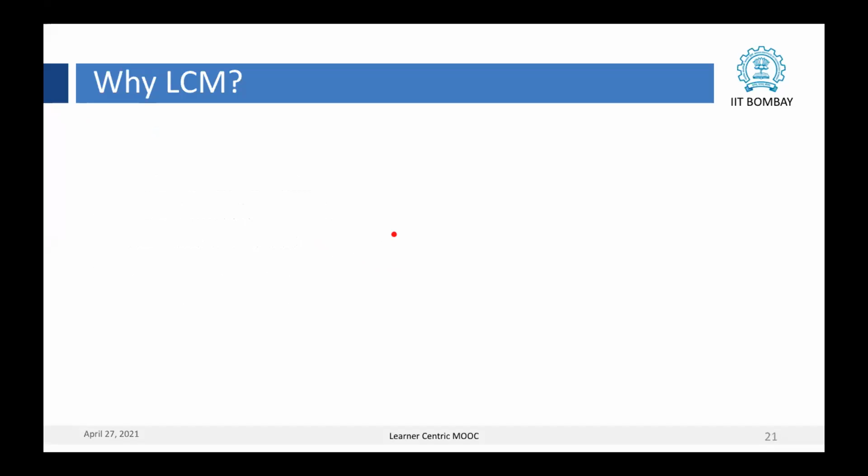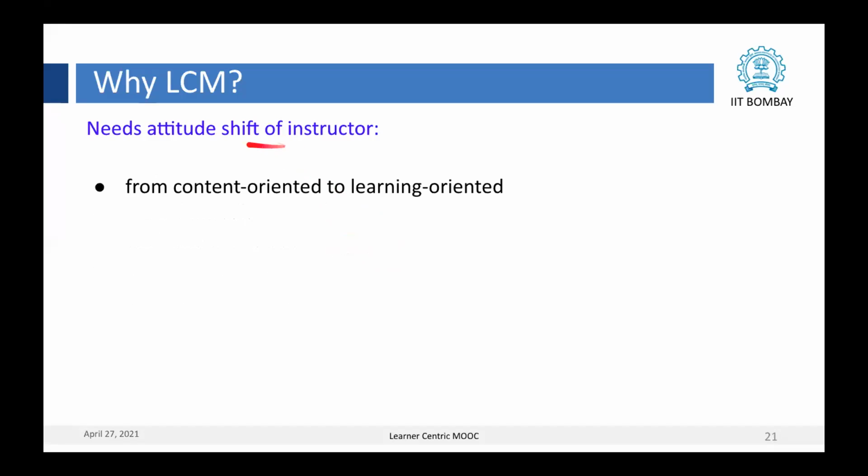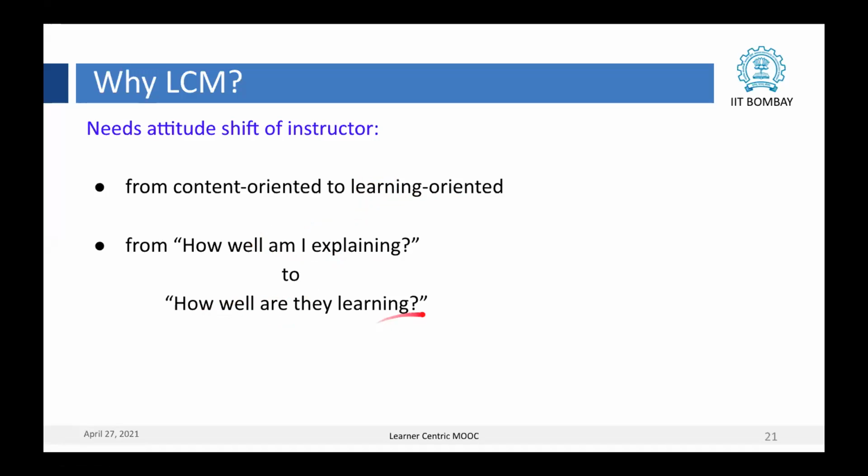So why LCM? Okay. There is a need for a shift of attitude of the teacher or the instructor. Like I've been discussing, the attitude needs to be shifted from content oriented to learning oriented. Learner-centric doesn't just mean learner oriented, but it should be learning oriented. What learning has to happen, or what is the objective, like some of you have said. And it should go from how well am I explaining to how well are they learning. Okay, that is a really important factor that you can think of.